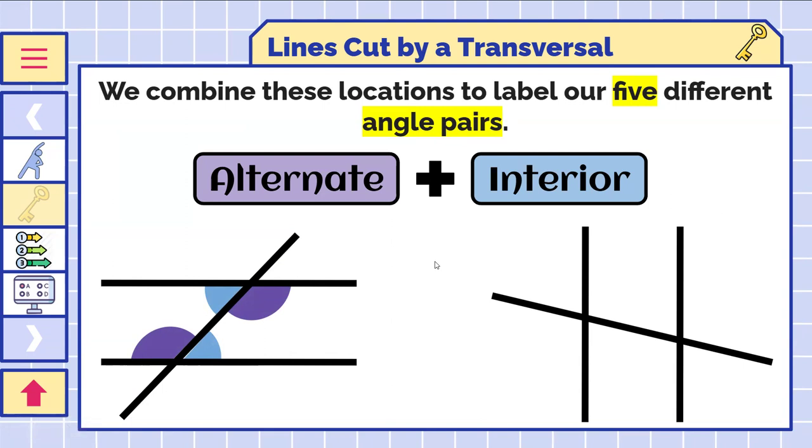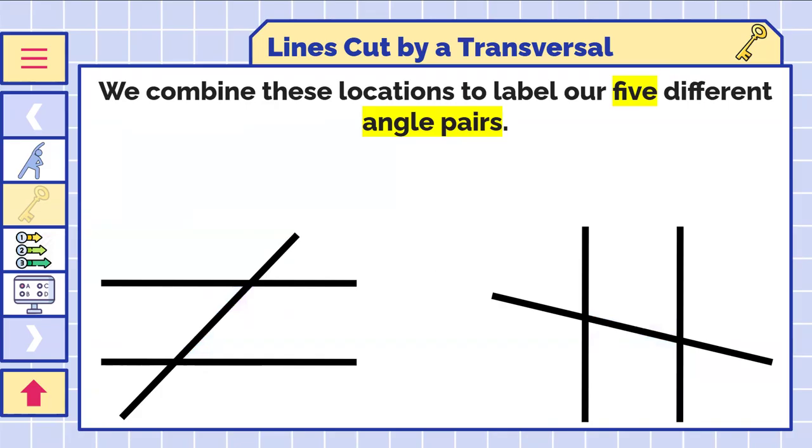Same thing if we do it over here with a different turnaround visual. Again, they're on the inside, but they're on opposite sides of our transversal line. So either up and down or down and up. They're on those alternate opposite sides, but on the inside of our two lines.